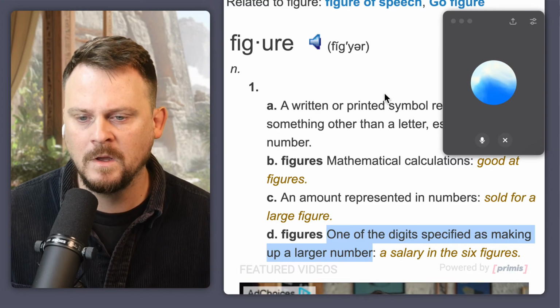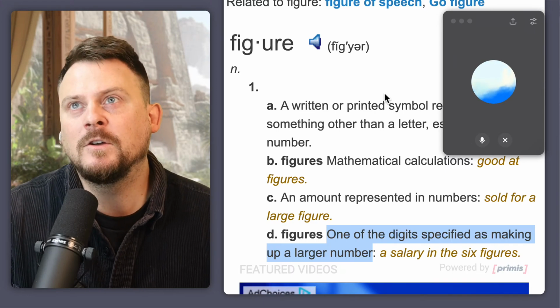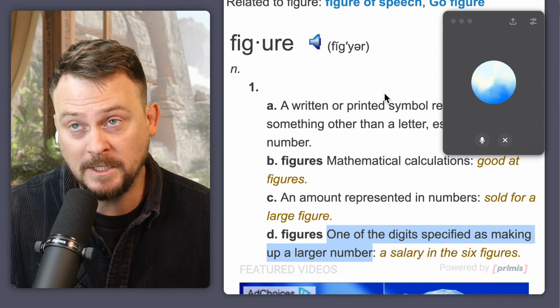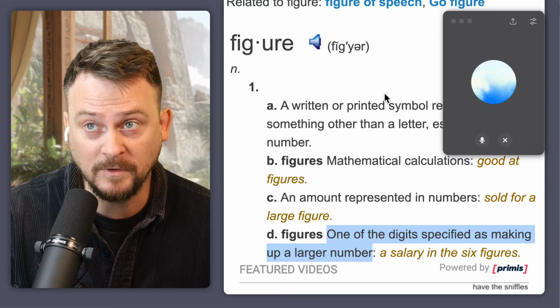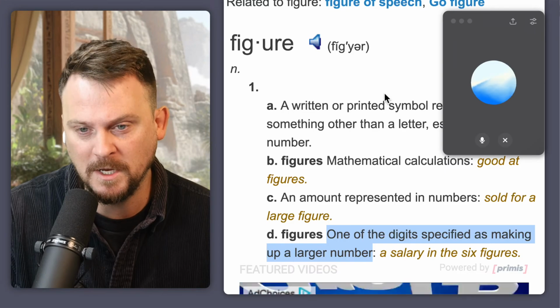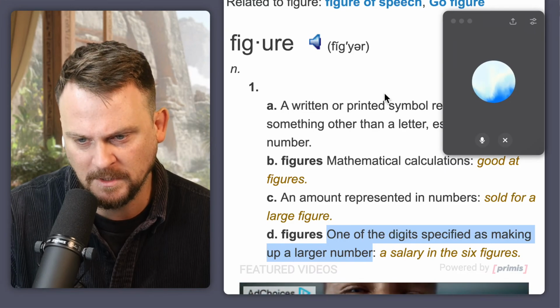So if I say a 6-figure salary, the point is that it doesn't matter whether it's 100,000 or 600,000. The point is that it's under $1 million and over 100,000. Is that right?